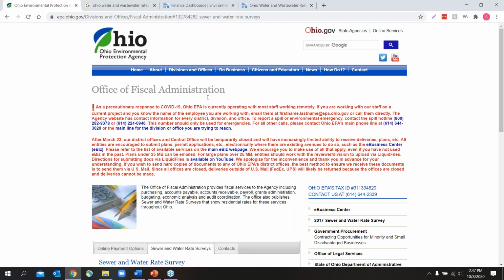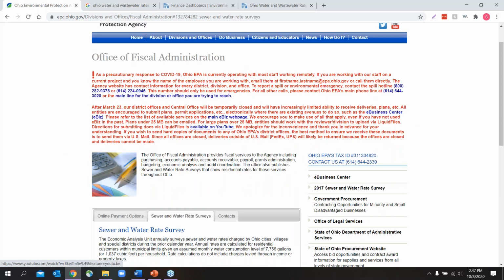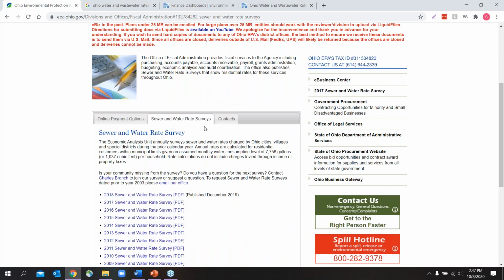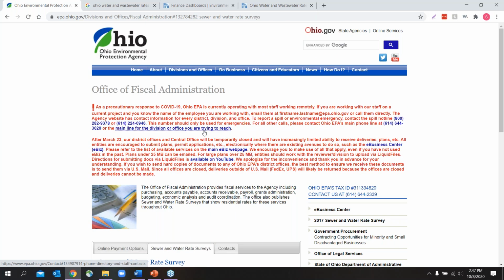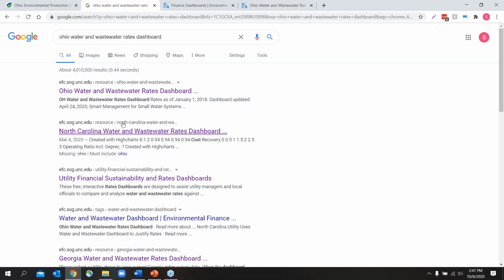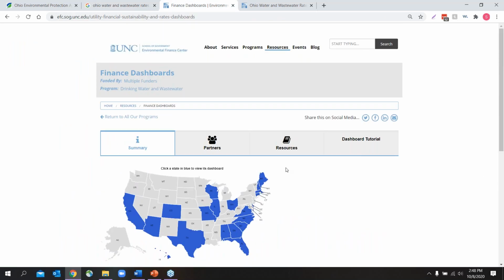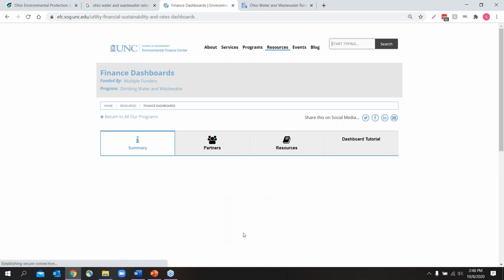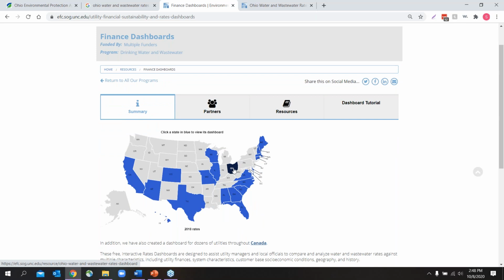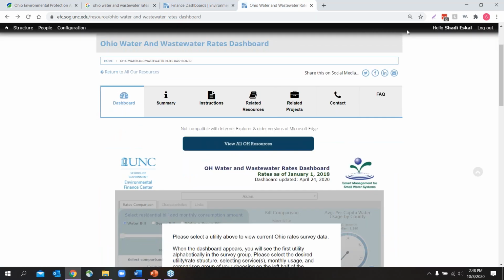I'm going to switch over to it right now, so you can look at all the data in one shot. First of all, I should say that Ohio EPA is currently going through a 2019 survey, so please respond to that. The dashboard is not yet on Ohio EPA's webpage, but I think Susan mentioned that they're looking into putting that link there. To find this dashboard, one way is to do a Bing or Google search for Ohio Water and Wastewater Rates Dashboard, and it will take you there. Or you can go to our website, which is provided in the link. If you go to Resources, Utility Financial Sustainability and Rates Dashboards, you come to this page, you click on Ohio, and it takes you to the dashboard, which looks like this.